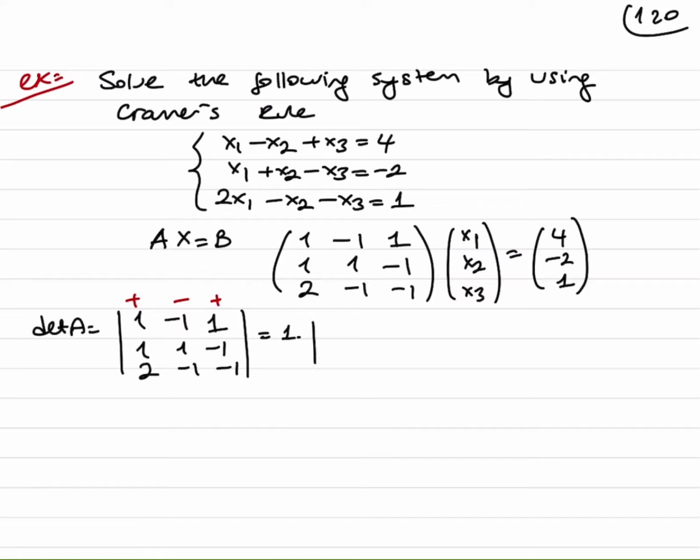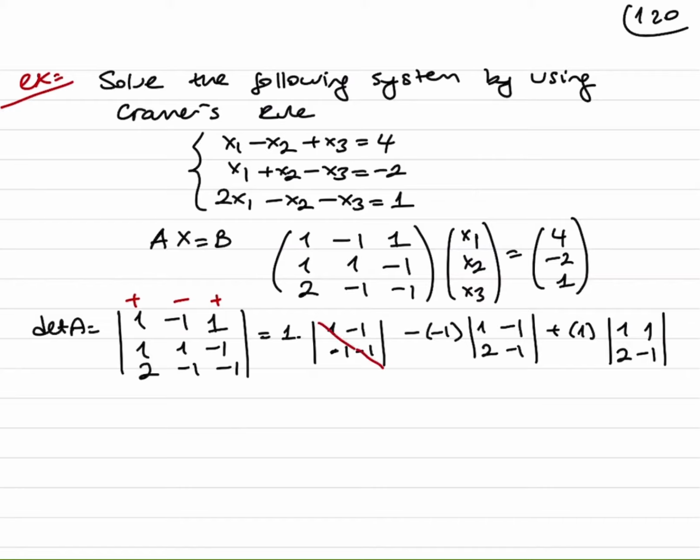1 times... So we close the first row, first column. So we have (1, -1), (-1, -1). Minus -1 is 1 times (1, -1), (2, -1), plus 1 times... So if you remember, we will remove the first row and the last column. So we will get (1, 1), (2, -1). And then these are 2 by 2 matrices. So we know how to compute the determinant.